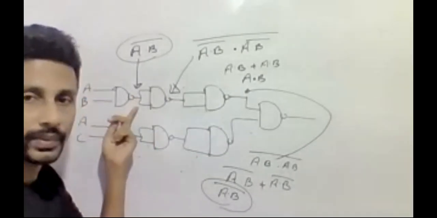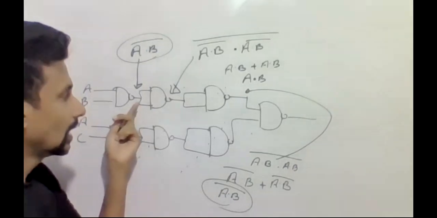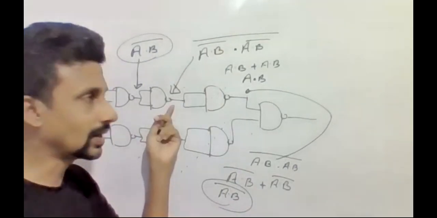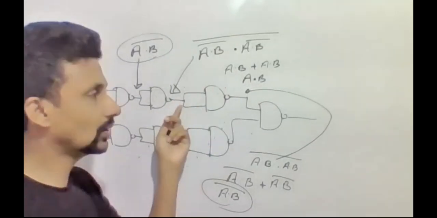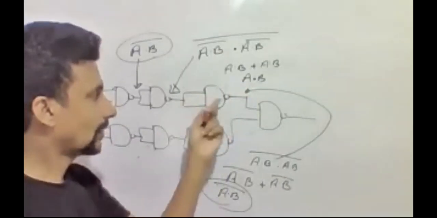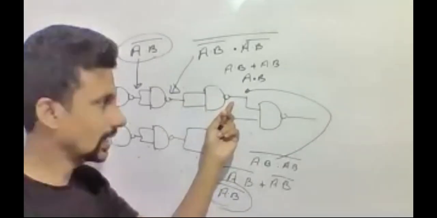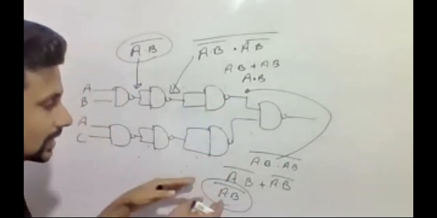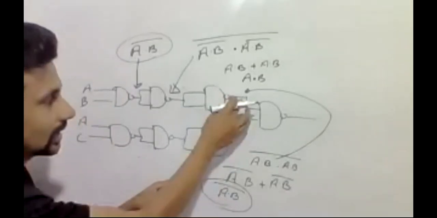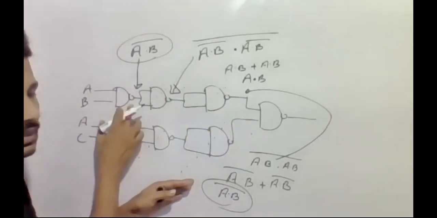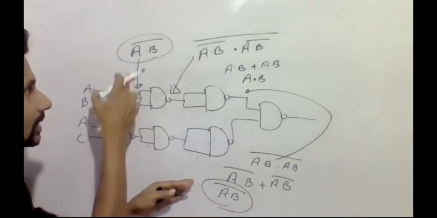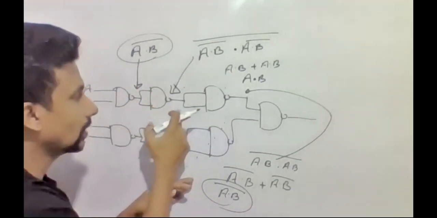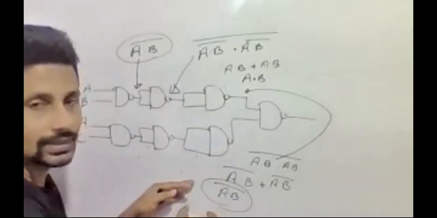Now here A dot B dash is coming. Don't worry about this simplification, I will teach that part. After simplifying, here you are getting A dot B. See? Then after going through this NAND gate again, here you are getting A dot B dash. So you can understand, the same thing you are getting here is the same thing from this first part, that is A dot B dash.